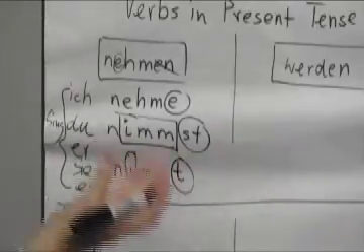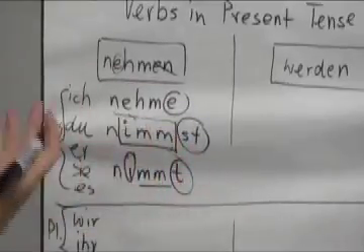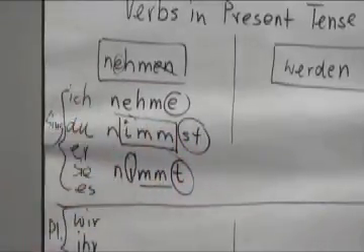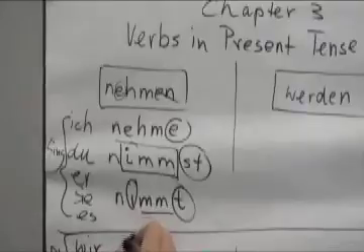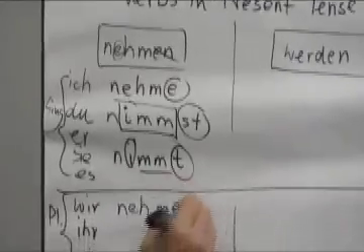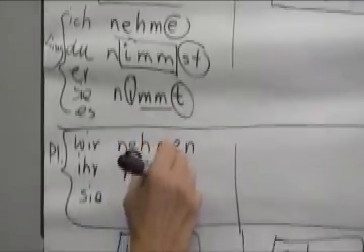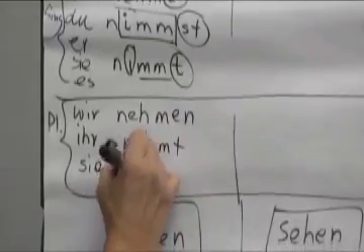See, you even have irregularities within one verb itself. So wir goes back to the regular, wir nehmen, ihr nehmt, und sie nehmen.